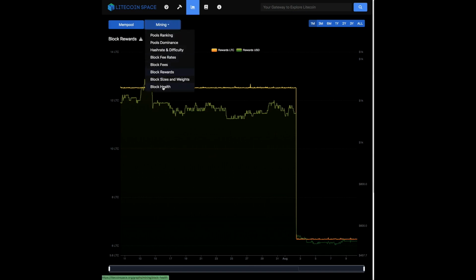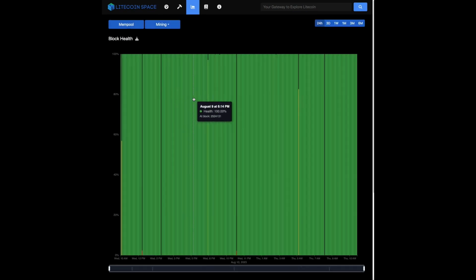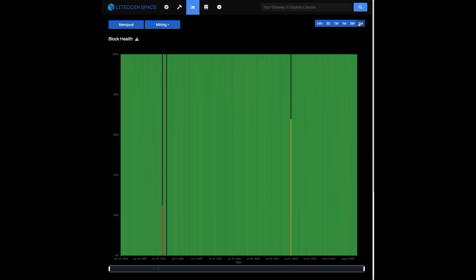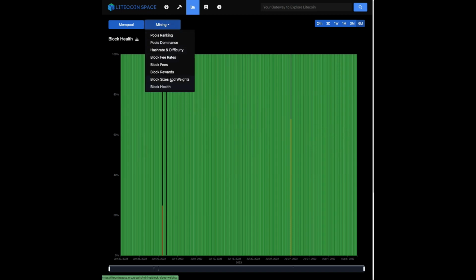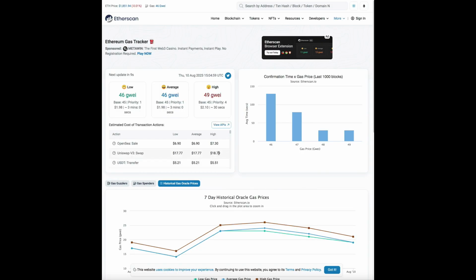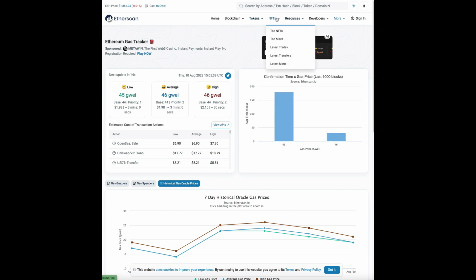Okay, so let's go to block health. Alright, block health is 100%, right? So what does this mean? Let's go past 6 months, right? Past 6 months, block health 100%. So what does that mean? That means the blockchain has never had any downtime. Fees range from 21 cents to $18.79 on Ethereum. Okay. That's why people are moving away from Ethereum, because it's so expensive to transact on this blockchain, right?